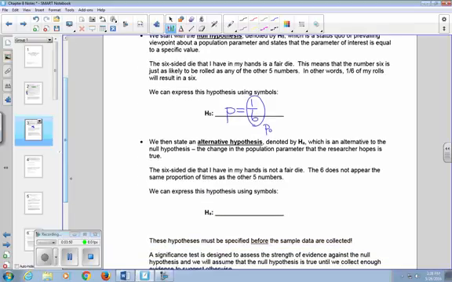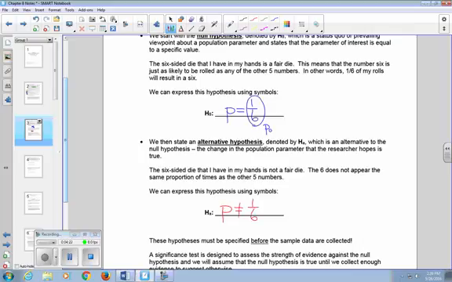Right. The alternative hypothesis then is denoted with the capital H, subscript of A, so HA, which is an alternative to the null hypothesis, the change in the population parameter that the researcher hopes is true. So in our example, this is that the 6-sided die that I have in my hands is not a fair die. The 6 does not appear the same proportion of times as the other 5 numbers. So we can express this hypothesis using symbols as well. In this case, we're saying that p is not 1/6.